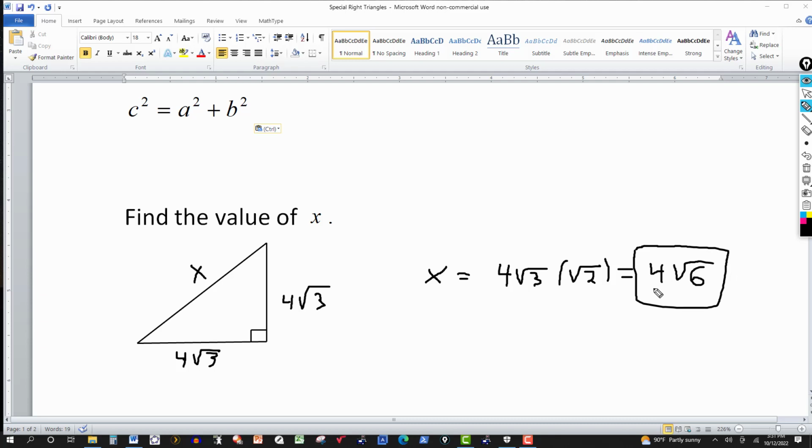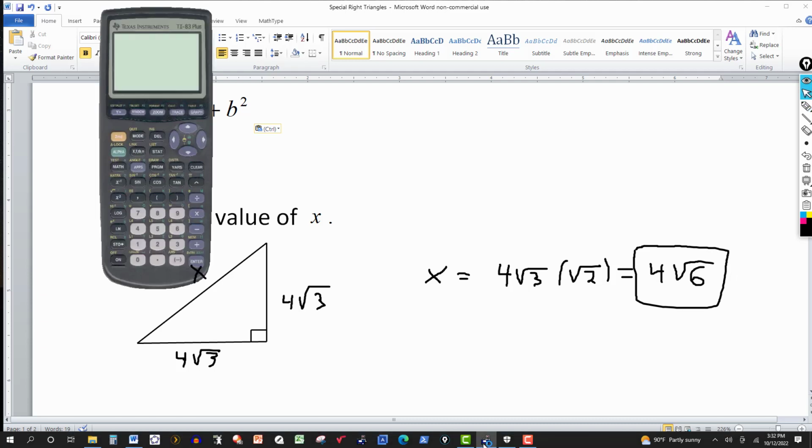Now again, if you want to approximate this, just take your calculator, and you'd have 4 square root of 6, and we get 9.797, and so on. You can round that to one place, 9.8. Or again, they might ask for the exact answer. The exact answer in this case is 4 times the square root of 6.